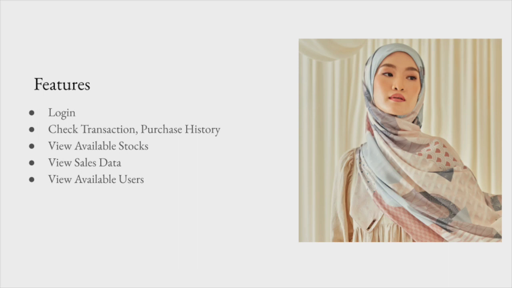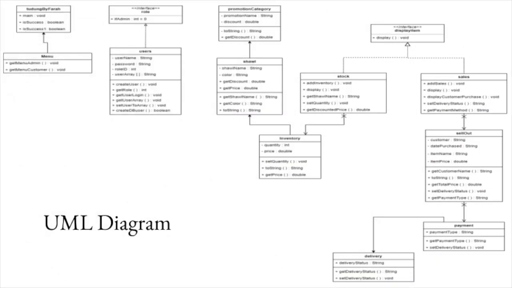All right, so basically this is the rough view of our diagram. This is how our system looks. You can see that some branches are connected with each other, such as shawl, stocks, inventory. We have all these main classes connected to each other that help us combine and make the mechanism of our system.